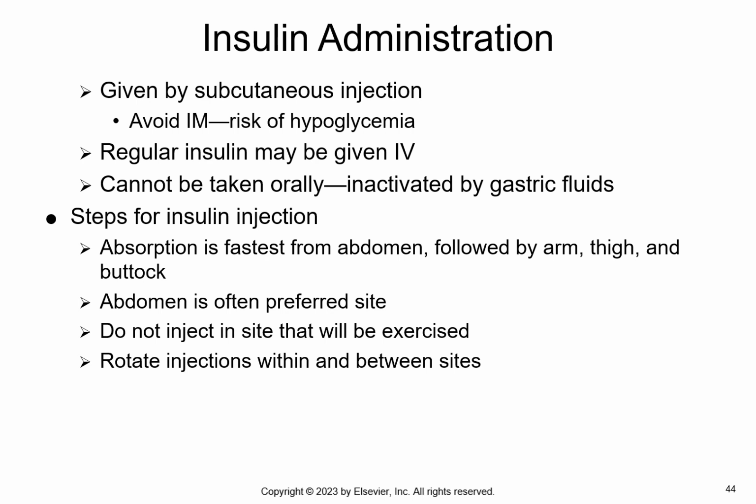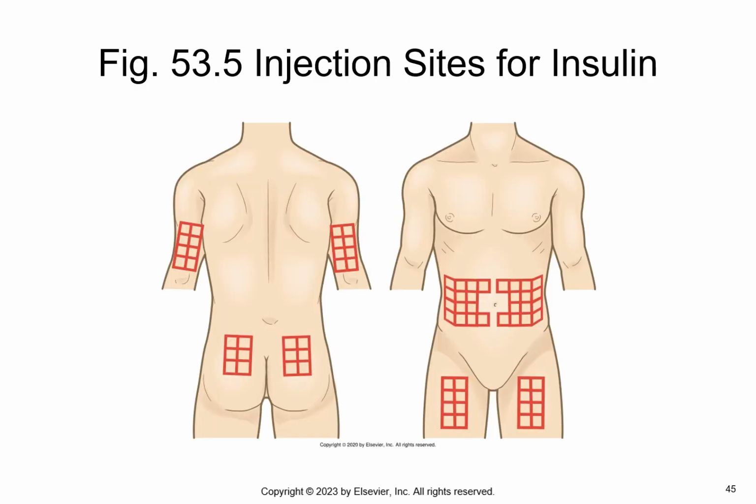It may be helpful to think of the abdomen as a checkerboard, with each 1/2 inch square representing an injection site. Injections are rotated systematically across the board, with each injection site at least 1/2 to 1 inch away from the previous. It can be helpful to inject fast-acting insulin into faster absorbing sites and slow-acting insulin into slower absorbing sites. So you see on slide 45 the injection sites for insulin that can be used.